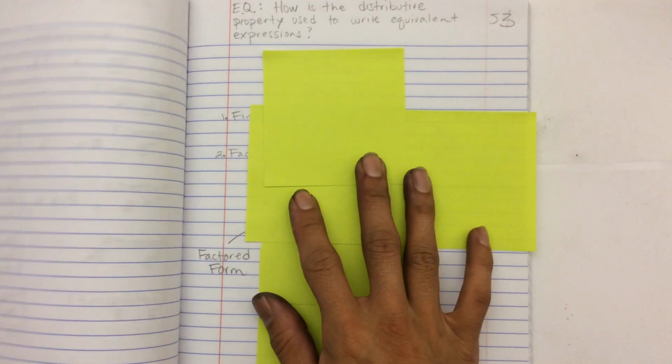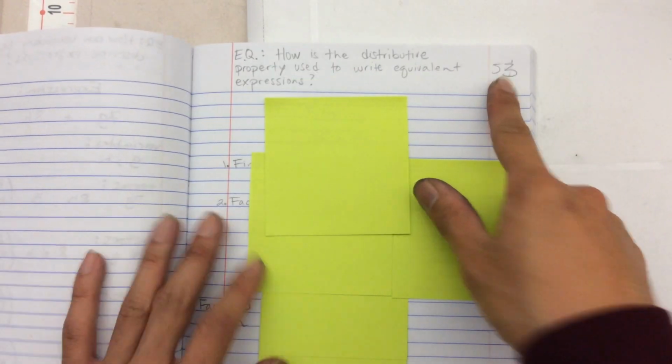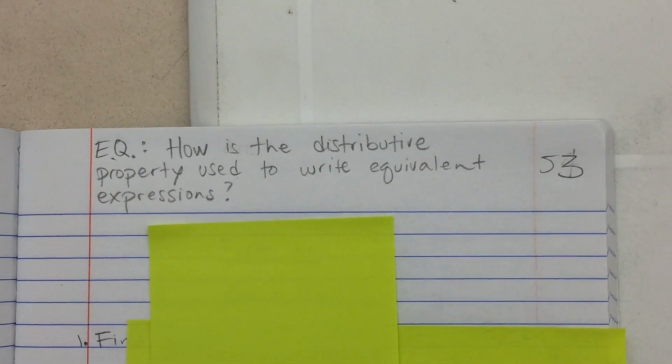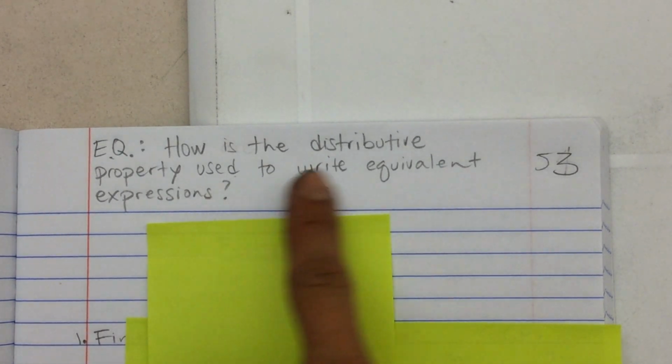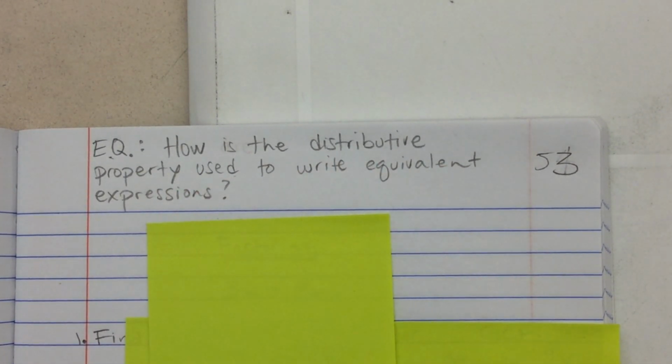After your table of contents is updated, turn to page 53 of your math notebook. Remember, page 52 is on the left. Page 53 is here on the right. Here's your essential question for today. How is the distributive property used to write equivalent expressions?